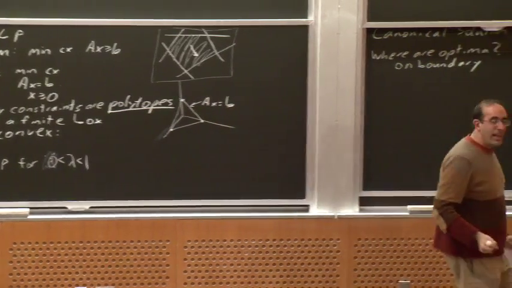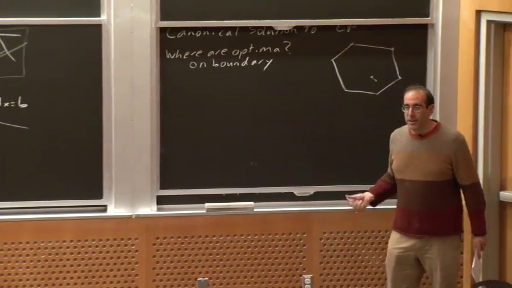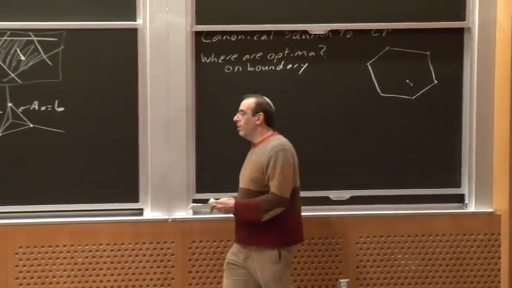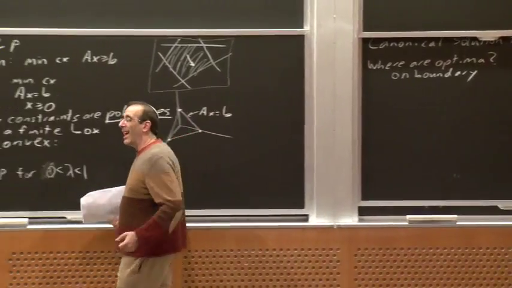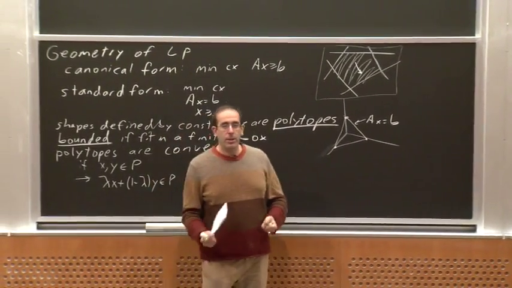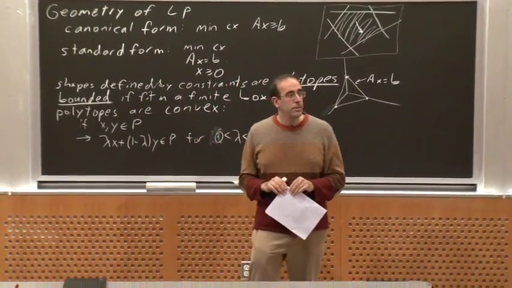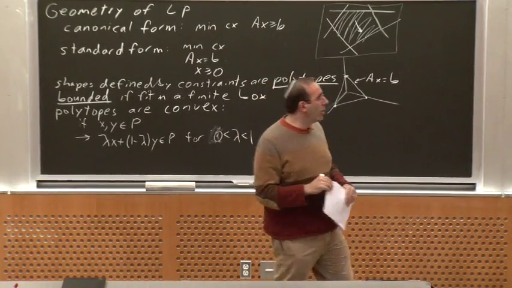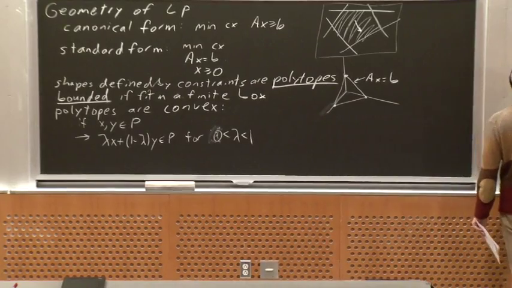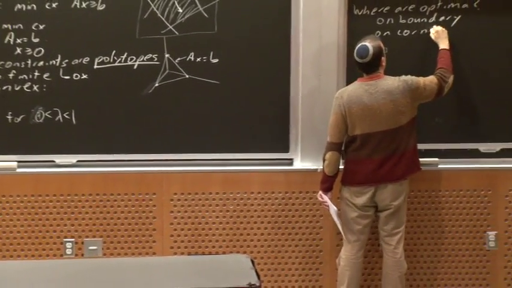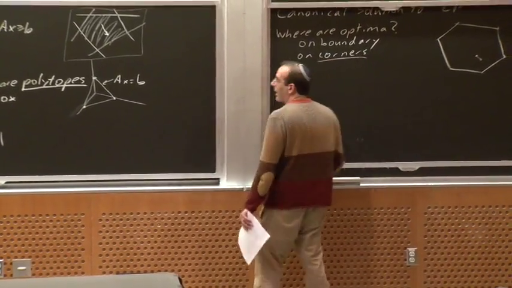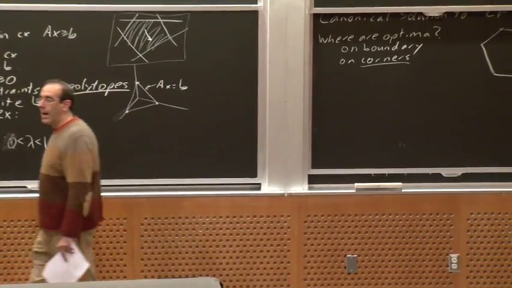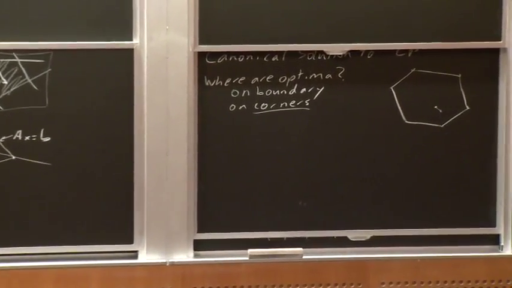Okay? But I claim we can do even better. When we're looking for an optimum, do we have to look everywhere on the boundary of the polytope? Yeah? Corners. Okay. So it seems like we should be able to say something about the optimum always being at a corner.